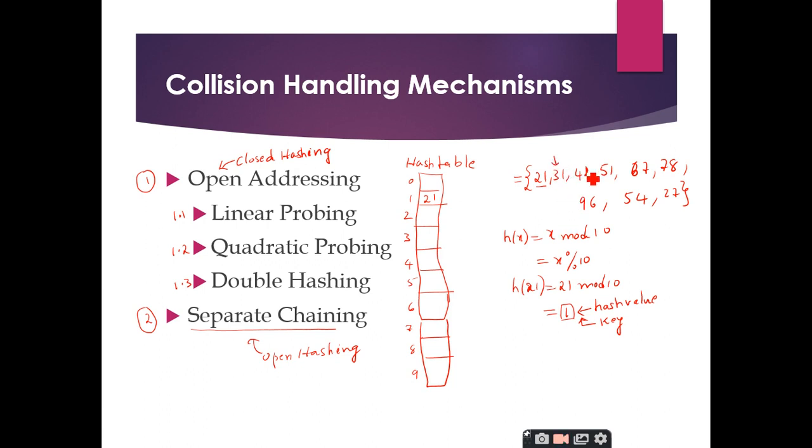After this you go to the next element, 31. As I told you, you cannot directly insert values into the hash table, you have to pass them to the hash function so that it generates a key. So if 31 is passed to the hash function h of x, h of 31 is equal to 31 mod 10. What is the result? 1. So you search whether slot 1 is empty or not, but here slot 1 is already occupied by the element 21. So here is the collision.